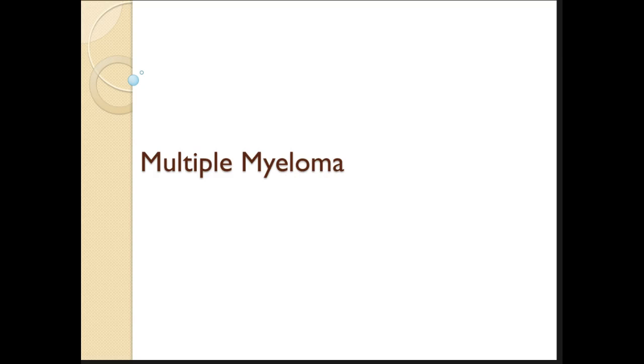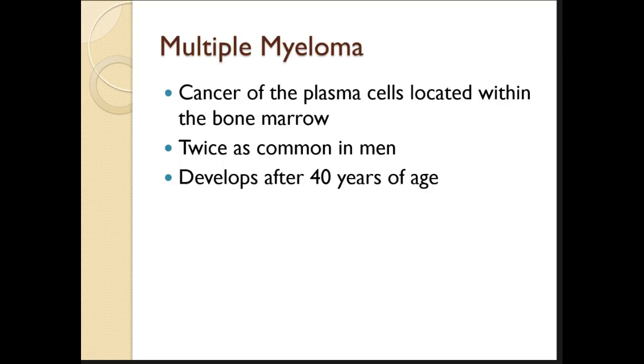Multiple myeloma, or plasma cell myeloma, is a condition in which neoplastic plasma cells infiltrate the bone marrow and actually destroy bone. This accounts for only about 1% of all malignancies and about 10% of hematologic malignancies. The disease is twice as common in men as it is in women and usually develops after the age of 40, with an average age of 65 years. Multiple myeloma occurs in African Americans more commonly than in whites.